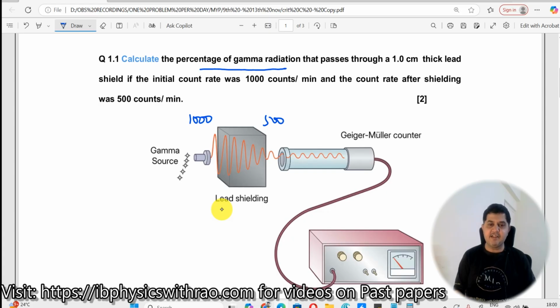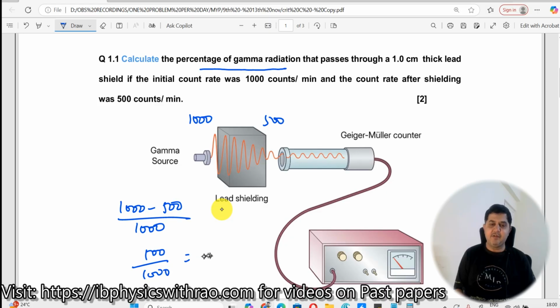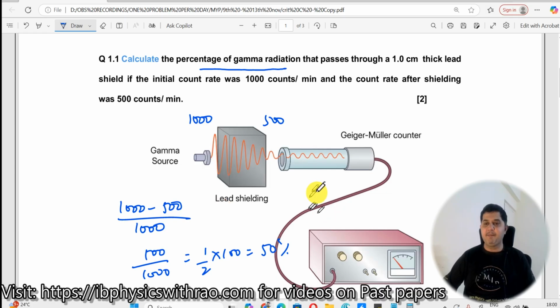How do you find percentage? Take the difference between initial and final, which should be 1000 minus 500, divided by the initial. Initial was 1000, so you have 500 divided by 1000, which is equal to half. So this is your relative value, and if you multiply this by 100, you get the percentage. So it is 50%. 50% of the incoming radiation was shielded by the lead shield. Now let me move on to the next.